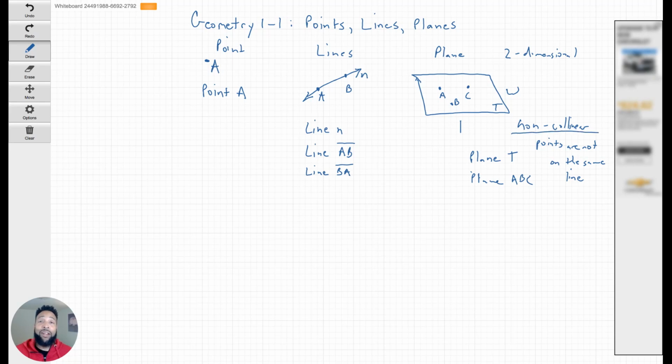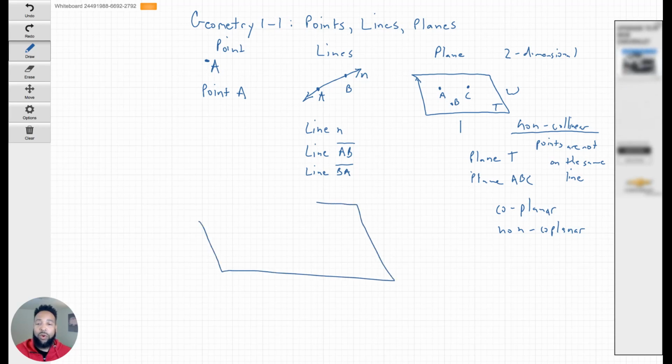Now you've learned the word non-collinear. You also have the word planar or non-planar, meaning on a plane, planar. So all of these points are on a plane together. They're all on the same plane T. So these points are coplanar. If they were not on the same plane, they would be non-coplanar. Make sense? So what we can do now, I'll just draw another example and we'll go through what everything means on this example.